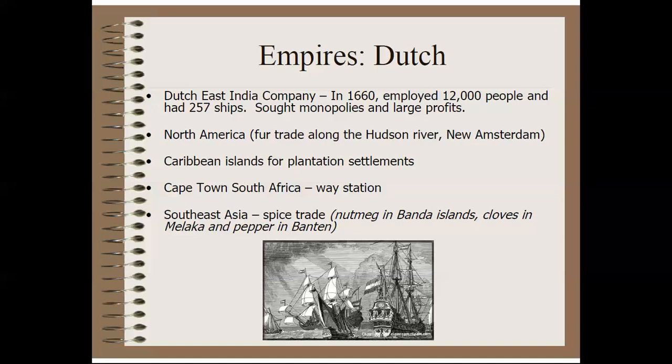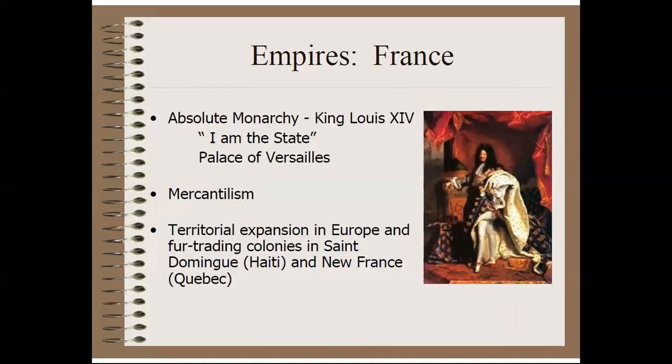They're going to conquer New York, New Amsterdam, and they'll establish colonies in the Caribbean for plantation settlement. They also established a settlement in South Africa, Cape Town. They will be big in the spice trade: nutmeg, cloves, and pepper.